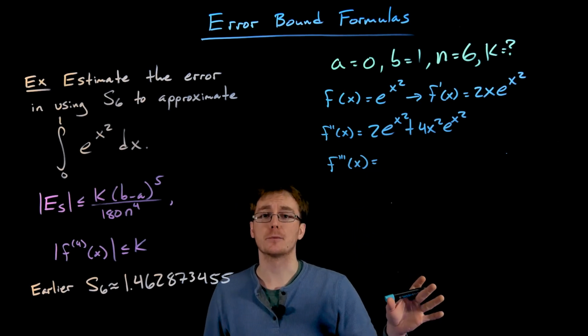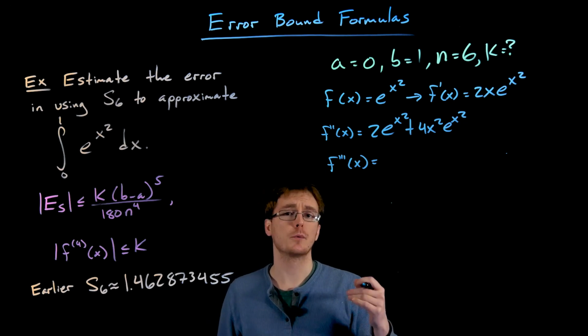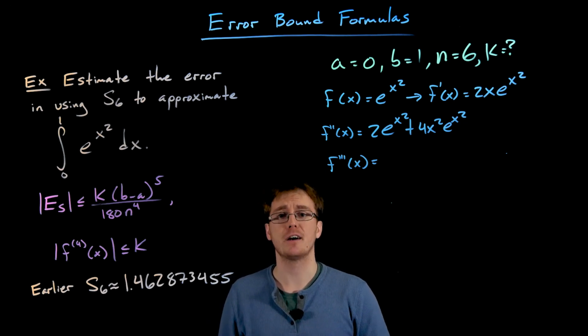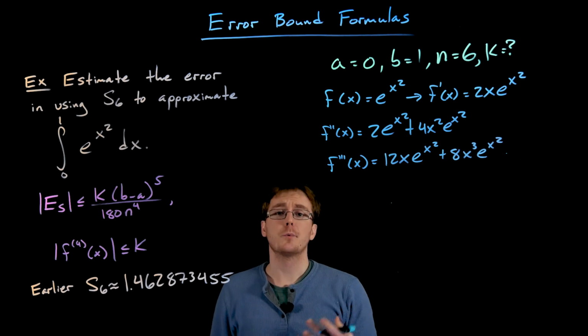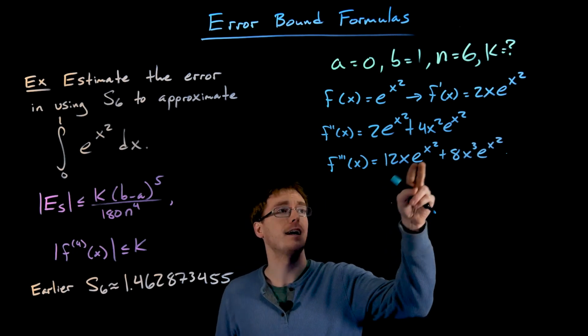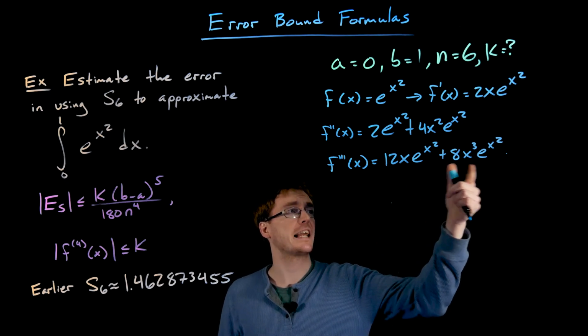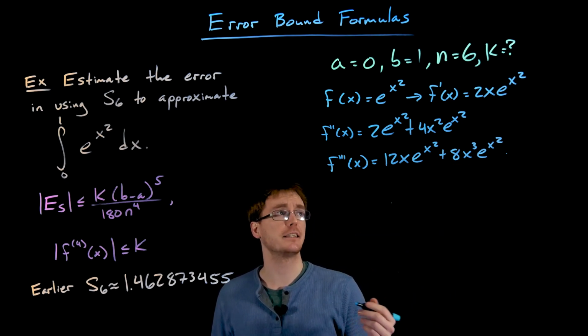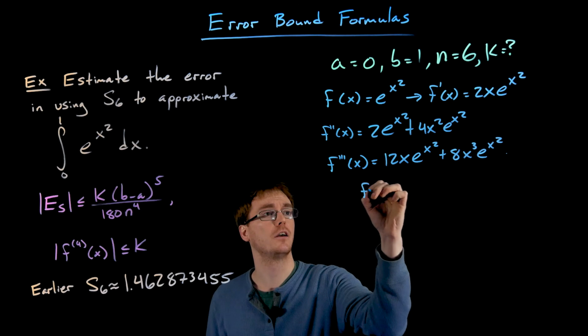So I'm going to skip over some of this work for the third and fourth derivative, but when we do find the third derivative and simplify it, this is what we end up with. We end up with the third derivative of e to the x squared being 12x times e to the x squared plus 8x cubed times e to the x squared. Well, now we just need one more.